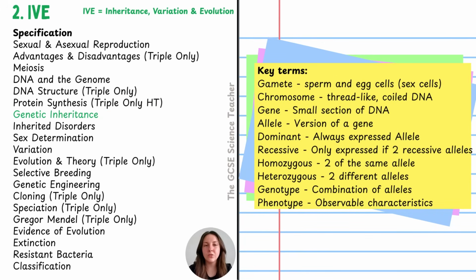Key terms you need to know. A gamete is a sperm and egg cell, or the sex cells. Chromosomes are thread-like structures made of DNA. A gene is a small section of DNA. An allele is a version of a gene. Dominant alleles are always expressed. You only need one. Recessive alleles are only expressed if 2 alleles are present.